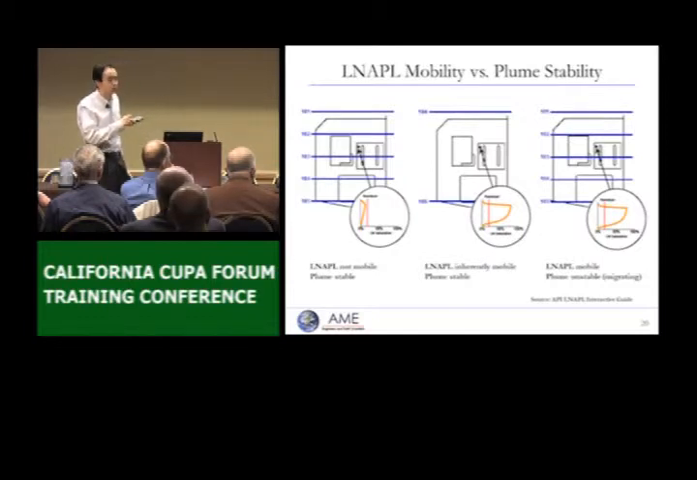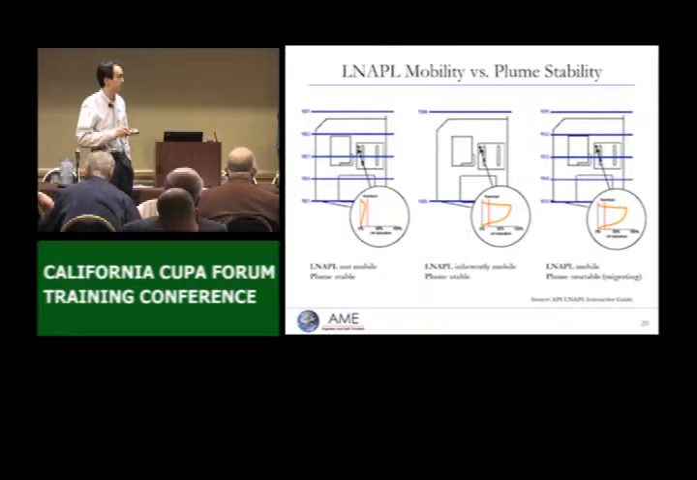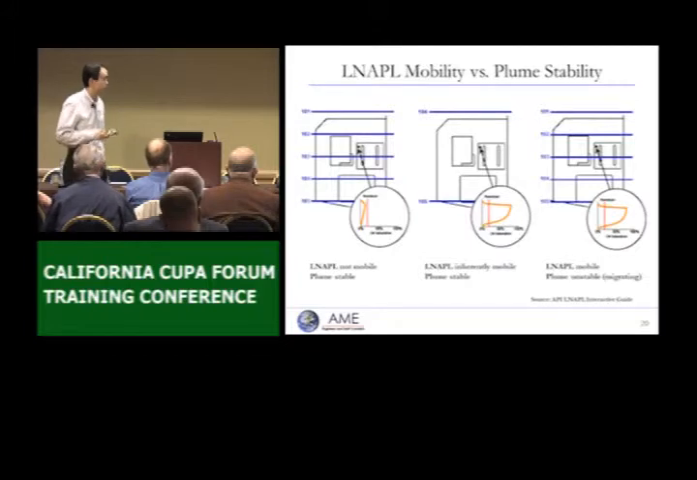Even if you have a large gradient, your saturation is just too low. So under these conditions, the plume is stable. Here, the plume is also stable, even though you have a mobile LNAPL. Here it is unstable. It's going to move because you have both a large saturation in the soil and enough gradient to allow the product to move.